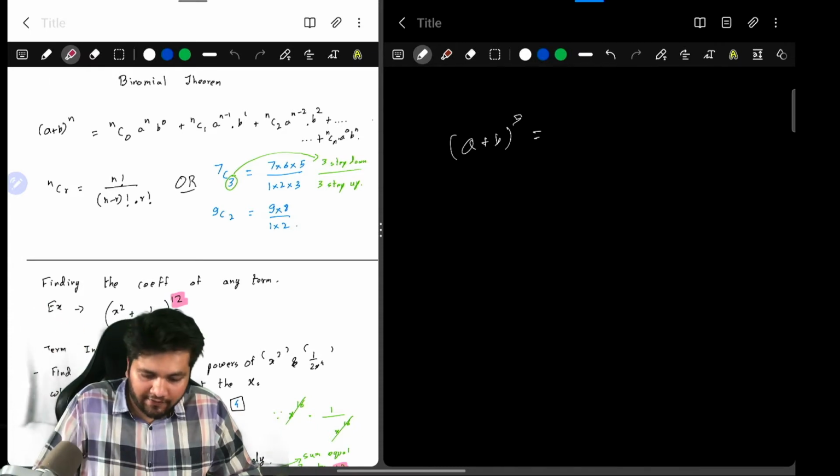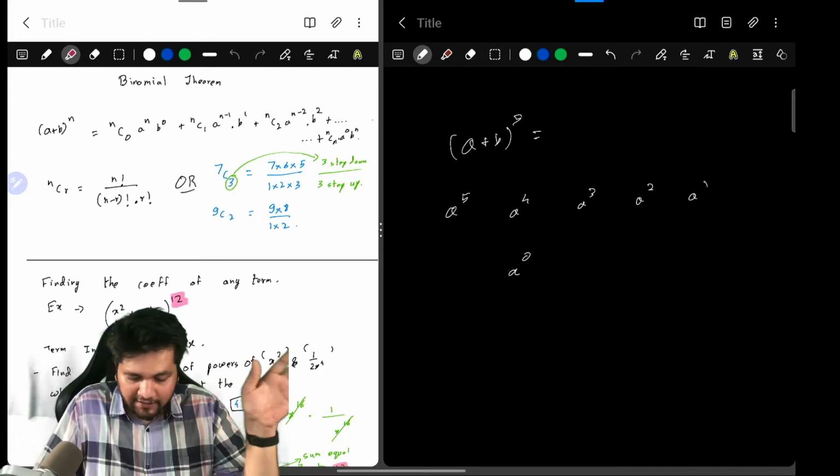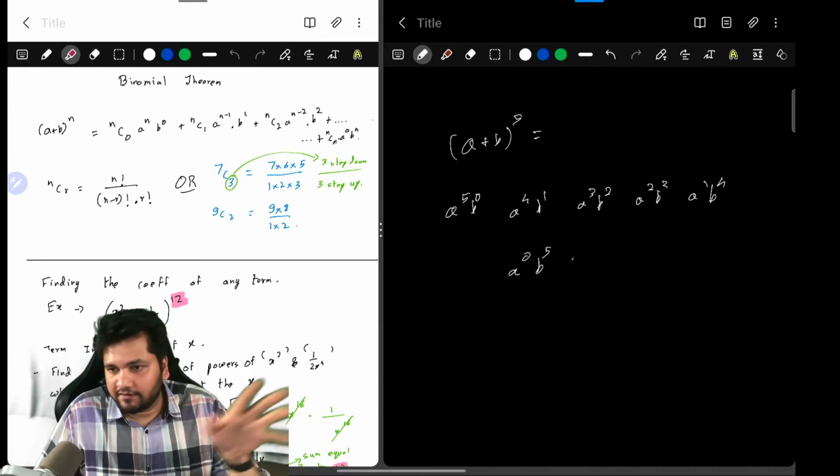Okay, so if we have a to the power of 5 first term, then a to the power of 4, a to the power of 3, a to the power of 2, a to the power of 1, a to the power of 0. As you can see, 6 terms are there. Similarly, we will increase the power, so b to the power of 0, b to the power of 1, b to the power of 2, b to the power of 3, b to the power of 4, and b to the power of 5. So we get these 6 terms.